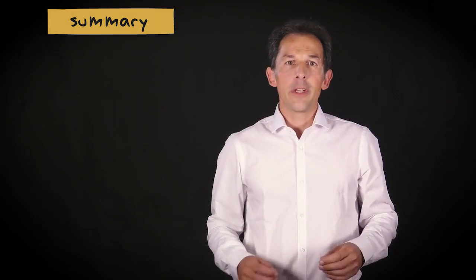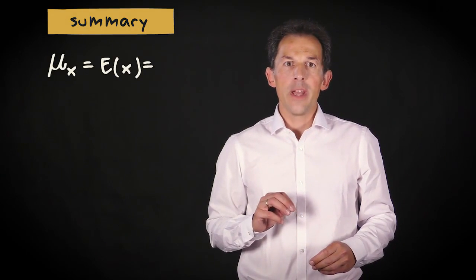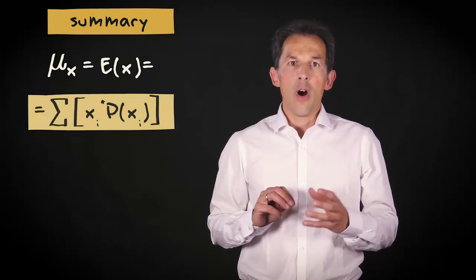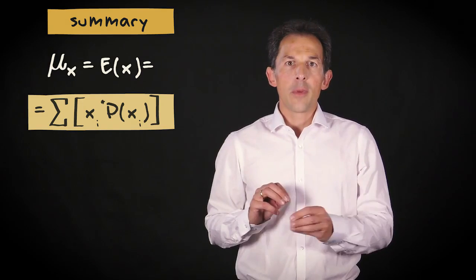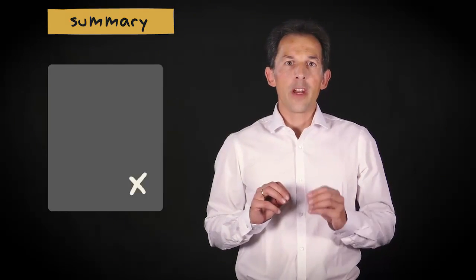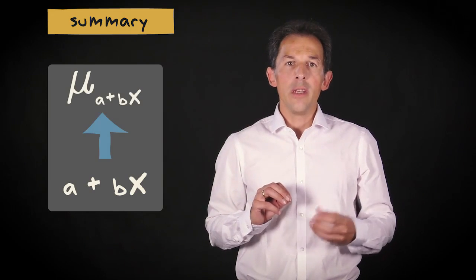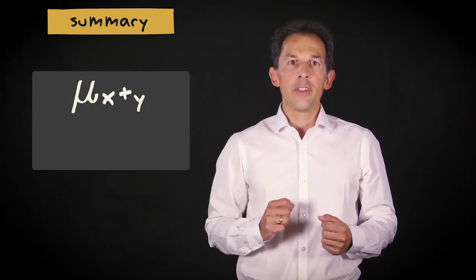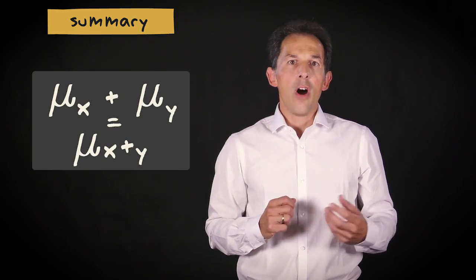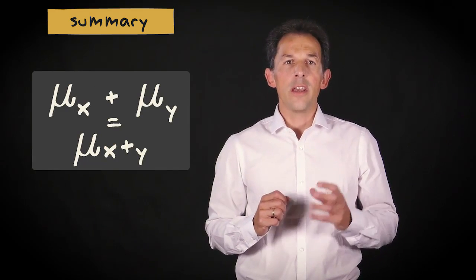Let me summarize what I hope you understood from this video. The mean, or expected value, of a discrete random variable is the sum over all the values that the variable may take times their probabilities. If the random variable is changing through multiplication or addition by a constant, the mean is changing accordingly. And the mean of several random variables added together is the sum of their means, even if the different variables are not statistically independent.